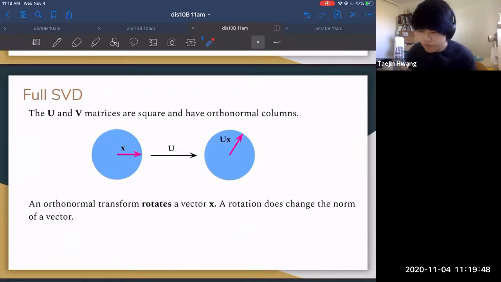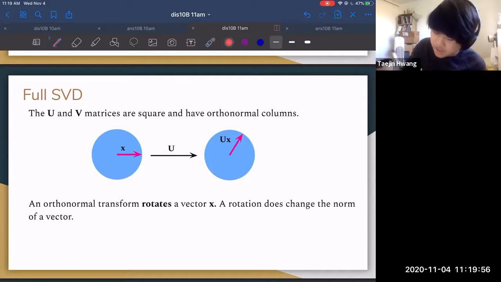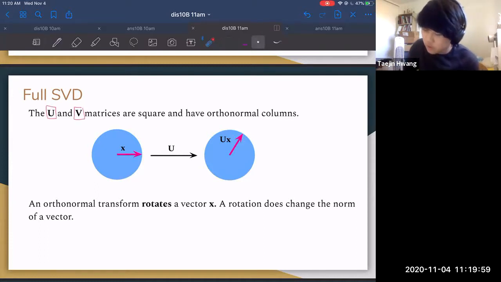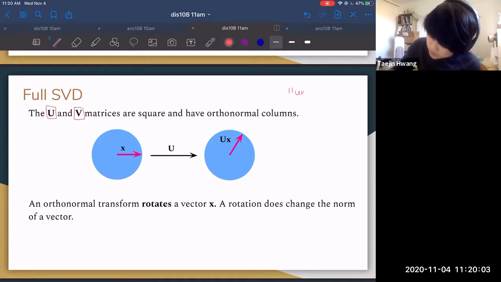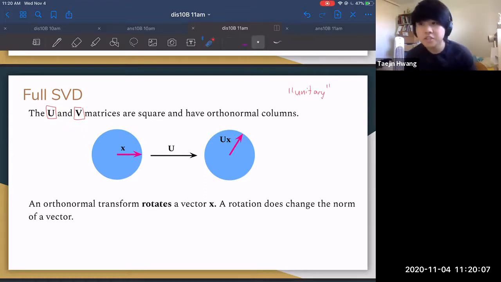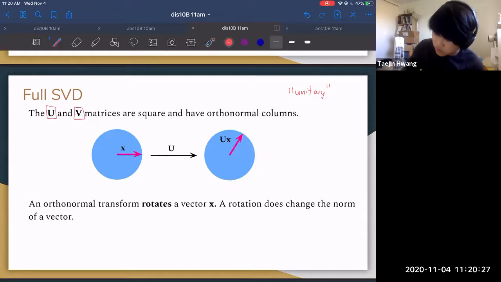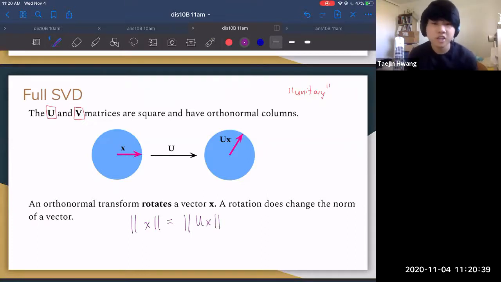I think I've hinted at it multiple times, but the real important part of the full SVD is the fact that the U and V matrices are square and have orthonormal columns. Sometimes we call these unitary. And what this does is this lets us view these matrices as rotations, because if you take a vector x and multiply it by U, which has orthonormal columns, it's just going to rotate the vector x. This is a visual of what happens. As a result, we're going to see that the norm of x is equal to the norm of Ux. So if you rotate a vector, it's not going to change the norm of the vector.